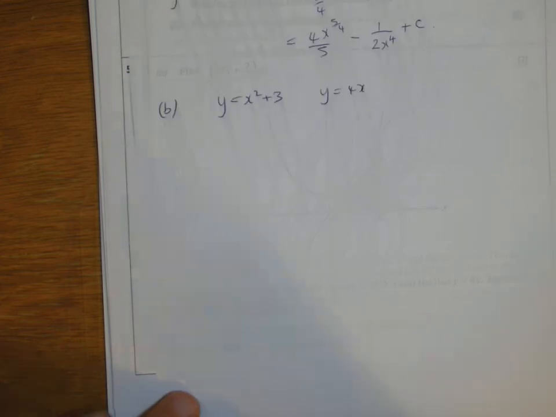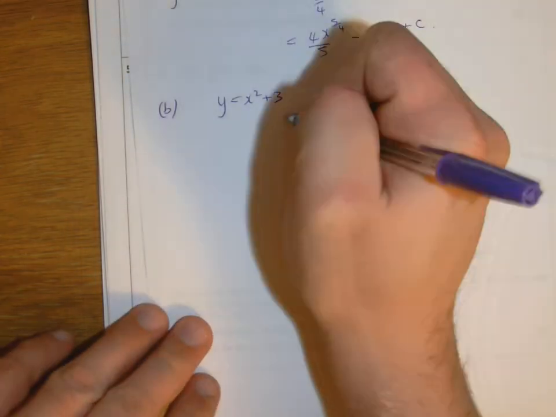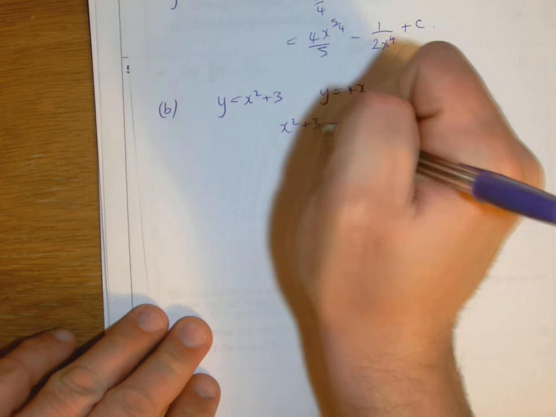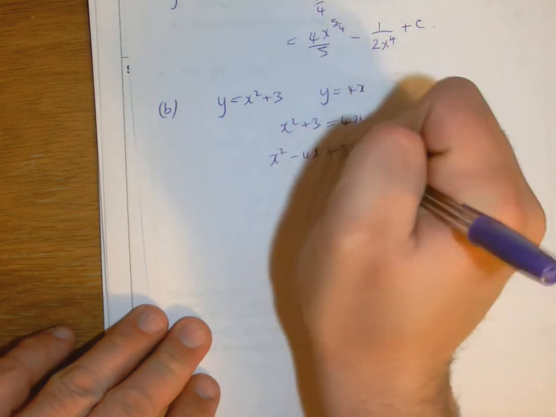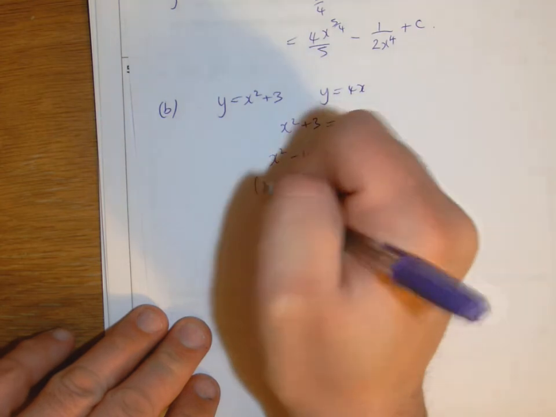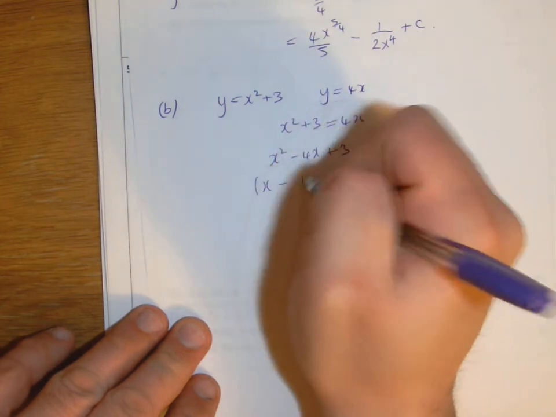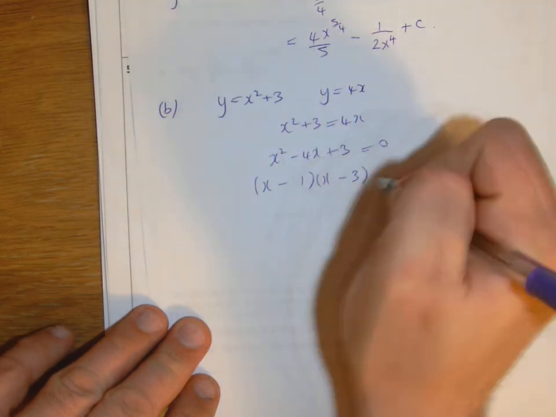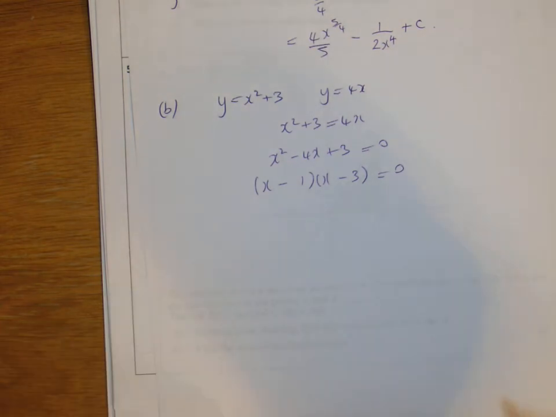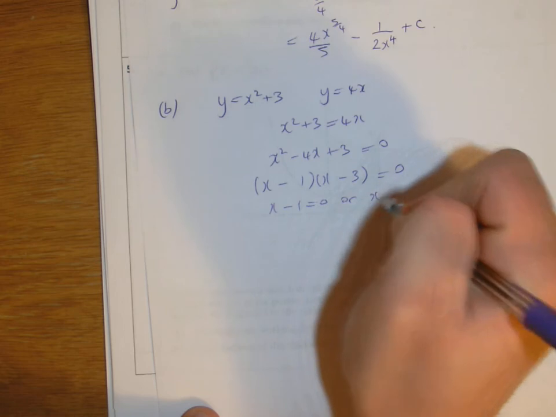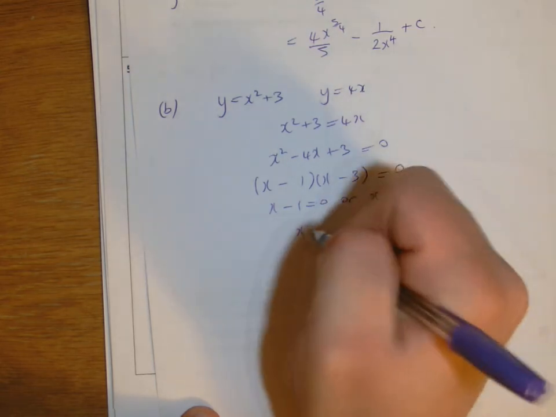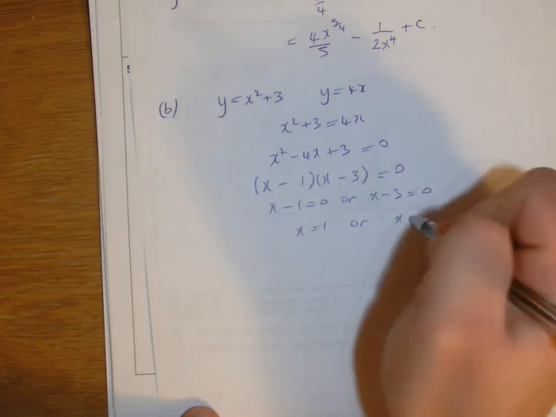So when they intersect, the y values will be the same. In other words, x squared plus 3 equals 4x. So x squared minus 4x plus 3 equals 0. When you factorize this then, okay, you'll get that x minus 1, x minus 3 is 0, which means x minus 1 equals 0, or x minus 3 equals 0. So x will equal 1, or x will equal 3.